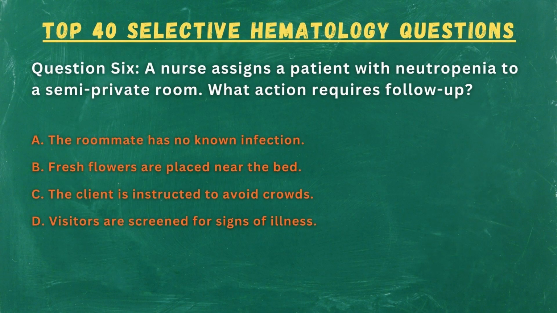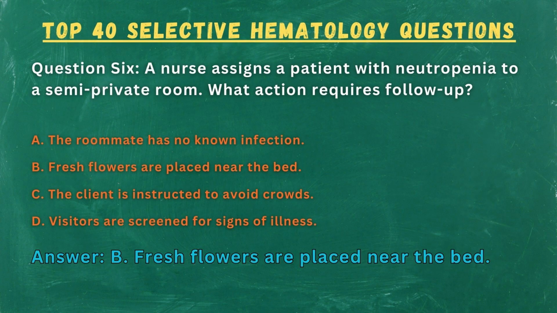Question 6. A nurse assigns a patient with neutropenia to a semi-private room. What action requires follow-up? A. The roommate has no known infection. B. Fresh flowers are placed near the bed. C. The client is instructed to avoid crowds. D. Visitors are screened for signs of illness. Answer. B. Fresh flowers are placed near the bed.